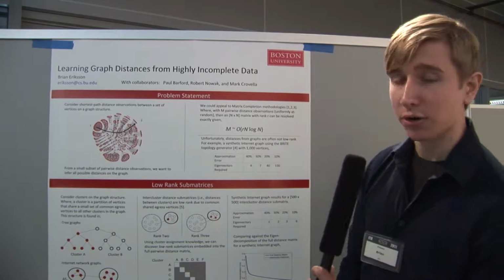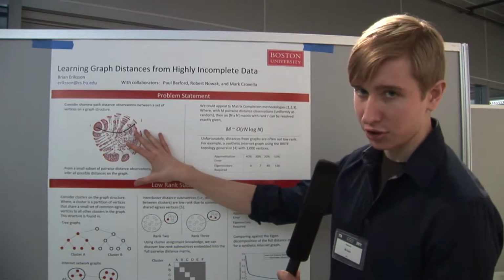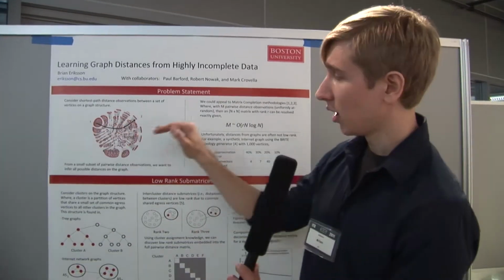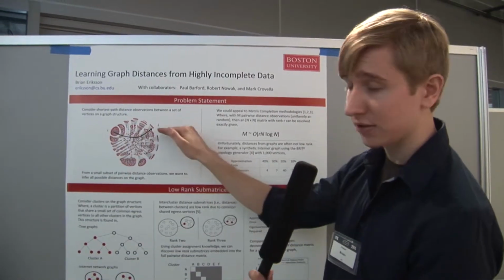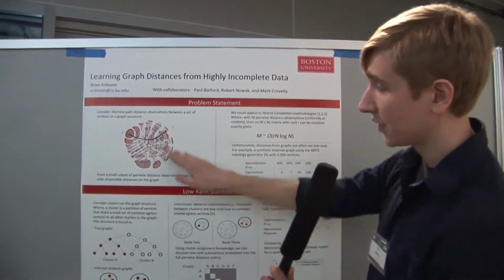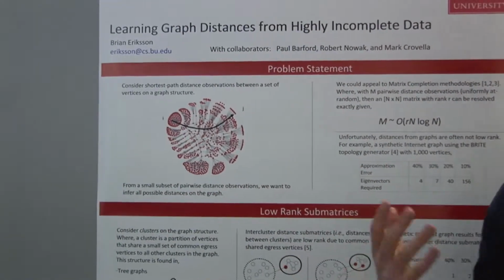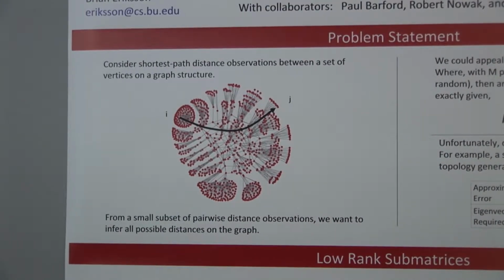So the problem is learning graph distances from highly incomplete data. Consider you have some graph structure where you don't know the graph, and we want to infer distances between vertices on this graph. I have the ability, say, to measure shortest path distances between some vertex i and some vertex j. Now the problem is, from a small subset of these pairwise measurements, I want to infer everything: the entire n by n matrix, where I have n vertices in the graph.